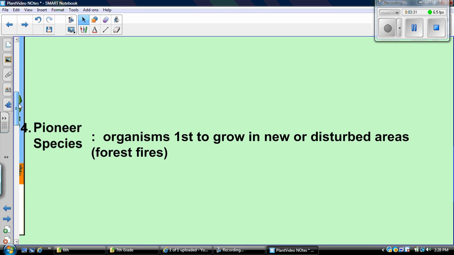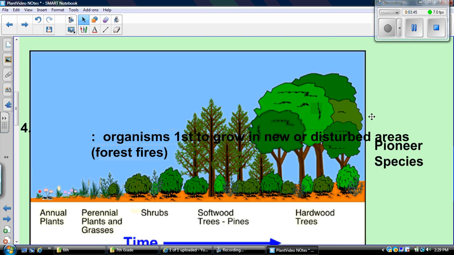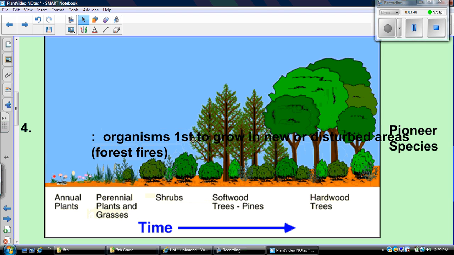They are called pioneer species because when there's a disturbed area like a forest fire, they are one of the first living things to come back to that ecosystem. So we call them pioneer species. If you take a look at this picture, over time you get annual plants and perennials, but before that, you've got the non-vascular plants.